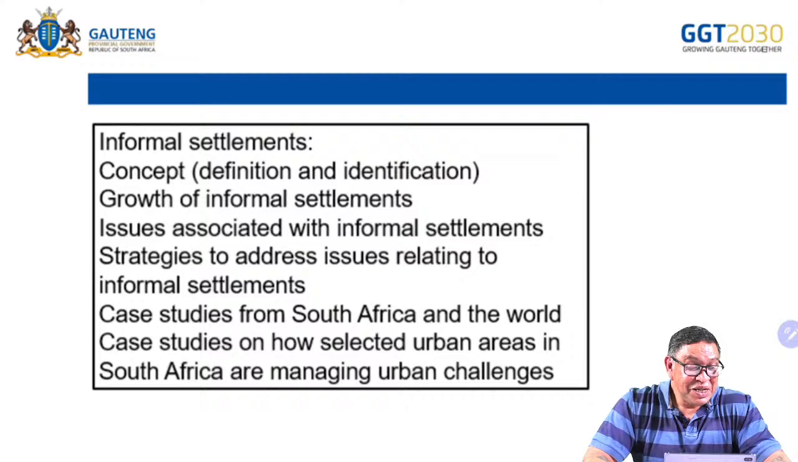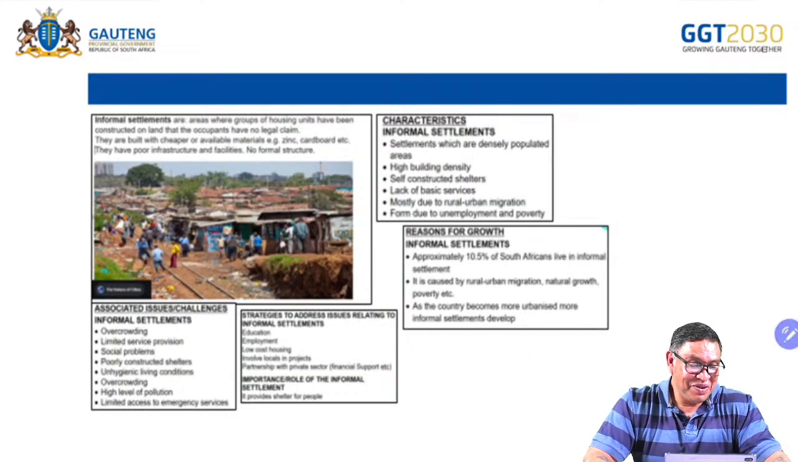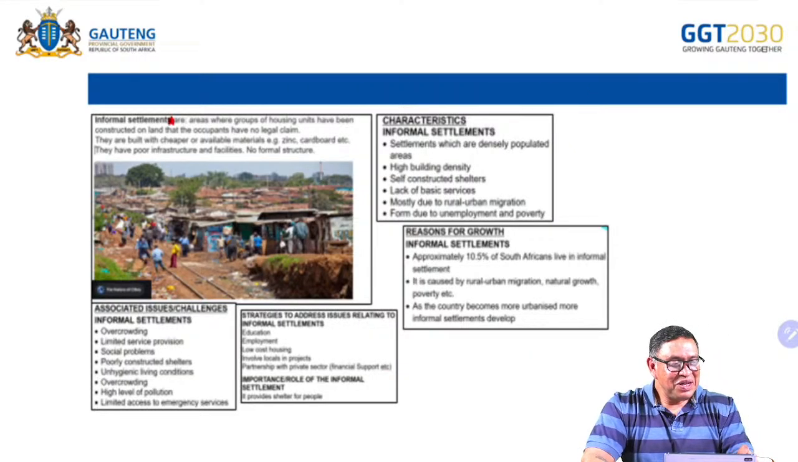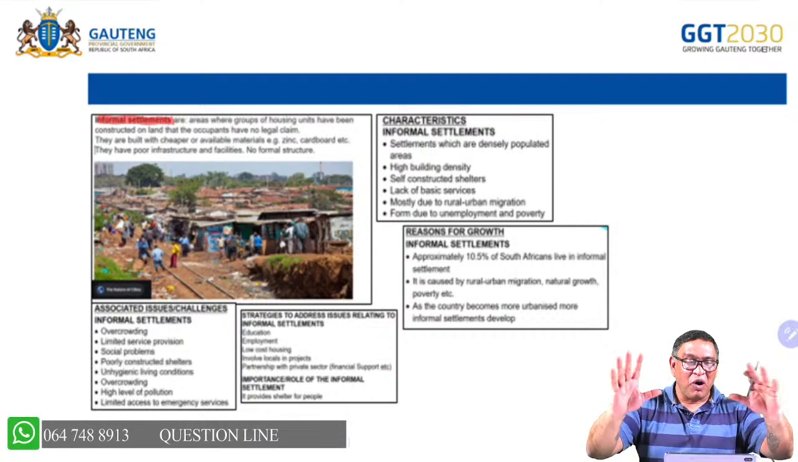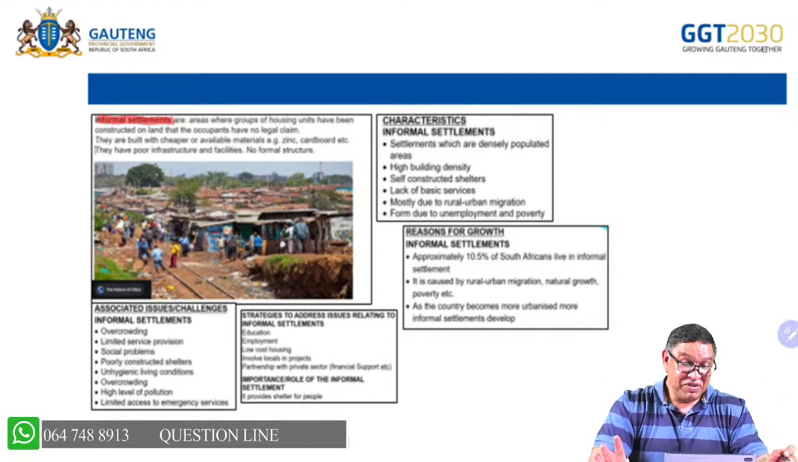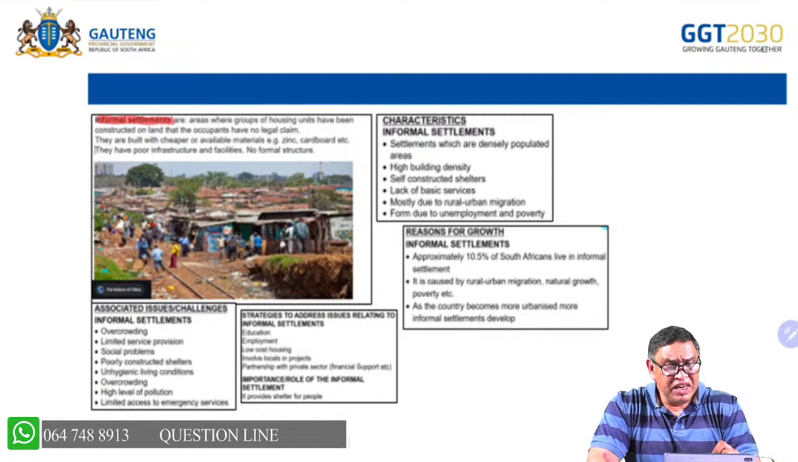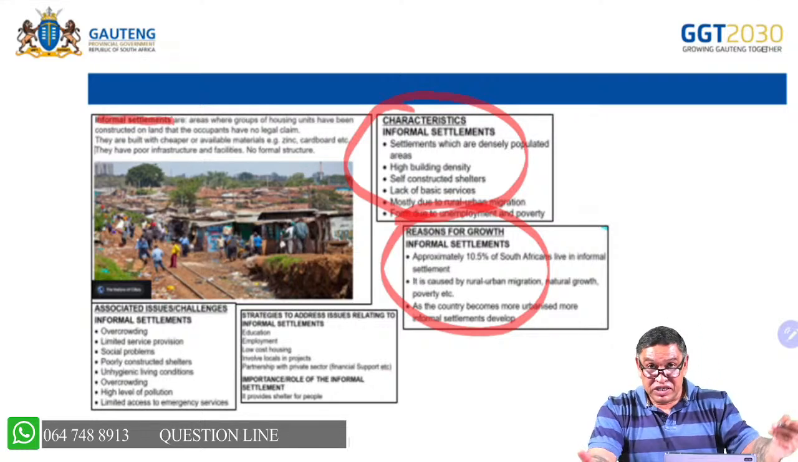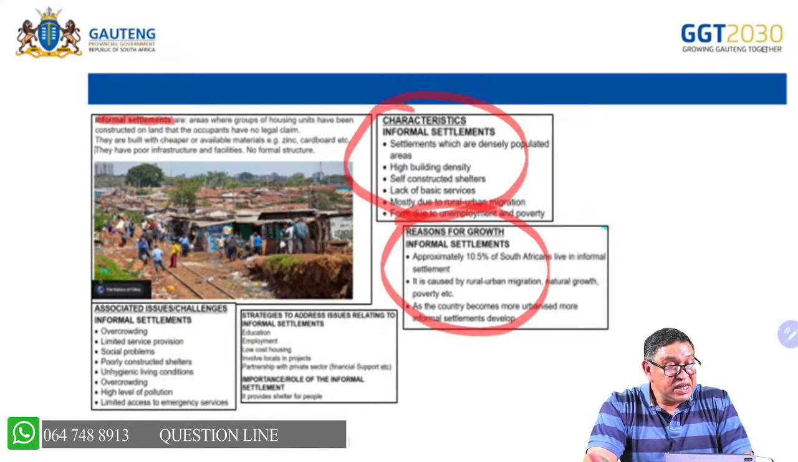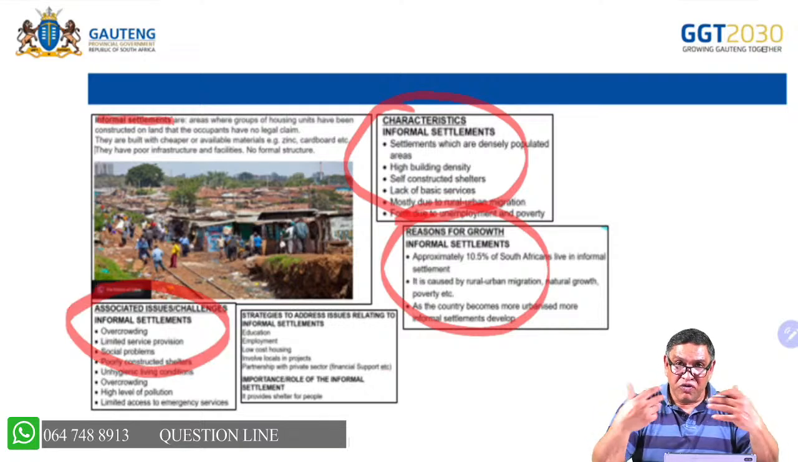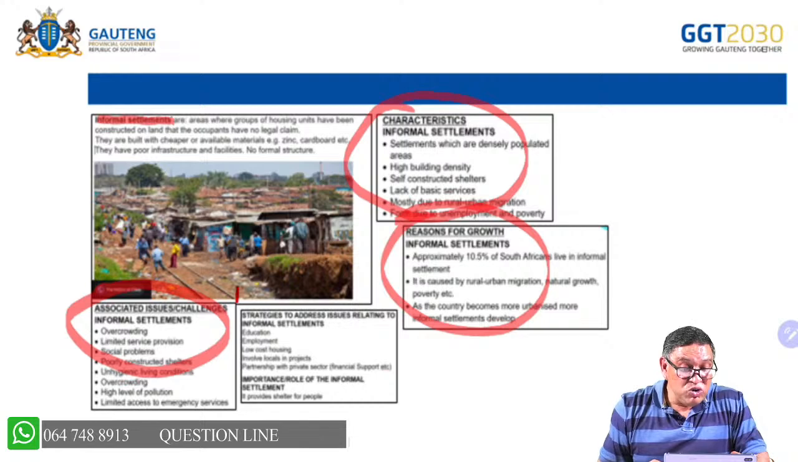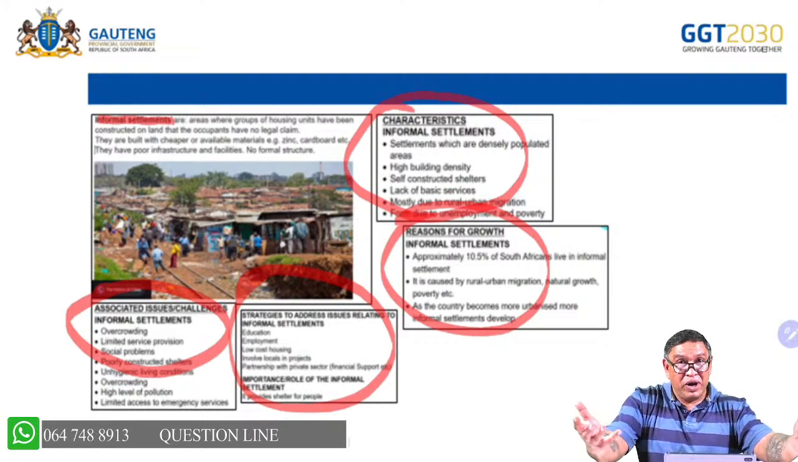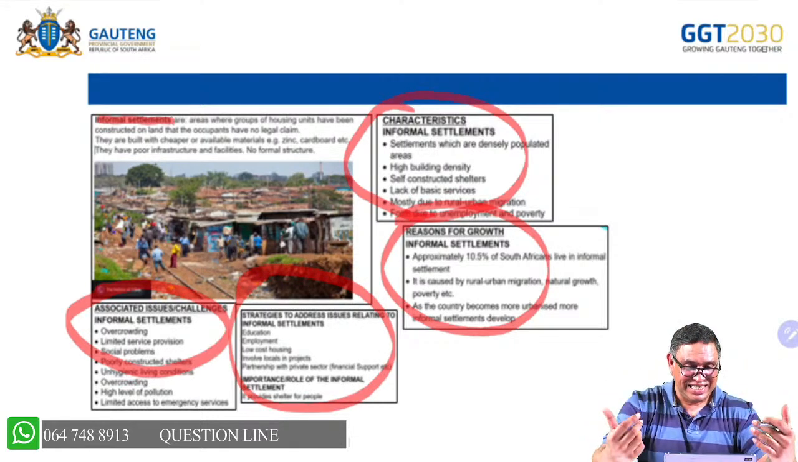Informal settlements are settlements which don't have proper infrastructure. And you haven't asked the question, but generally, learners, it's basically the characteristics of it and the reasons for growth. Why does it grow? For instance, there's no proper employment, and associated issues like overcrowding, etc. That's a challenge. And how do we undo it? There's no other way it can be tested.